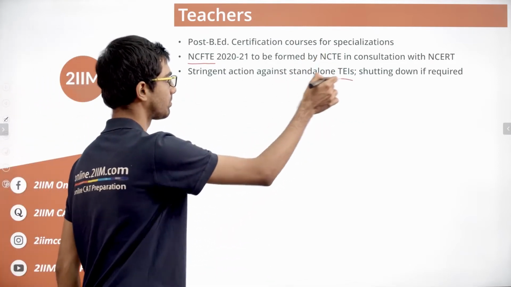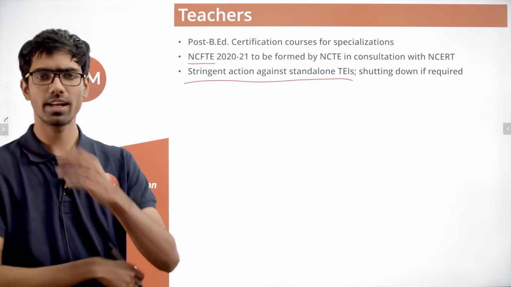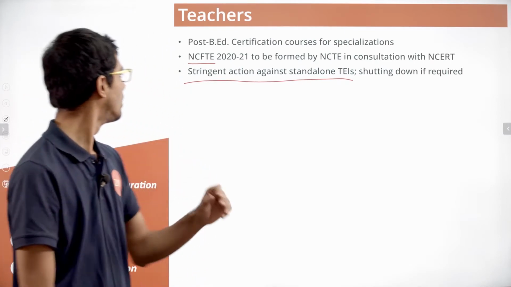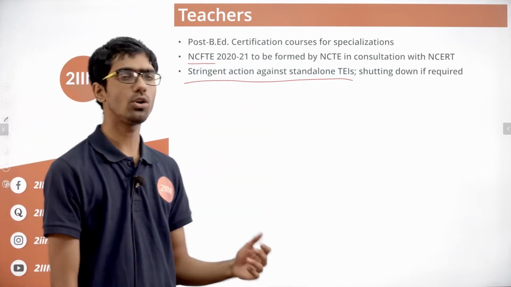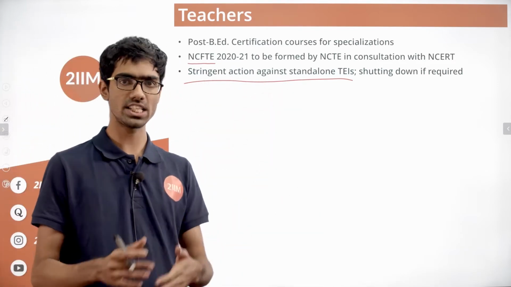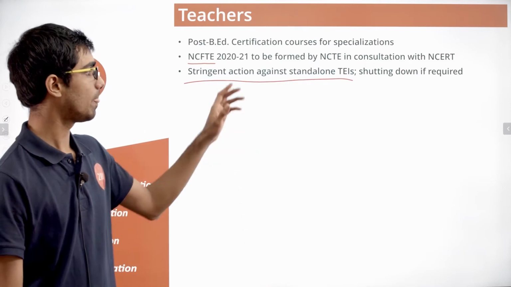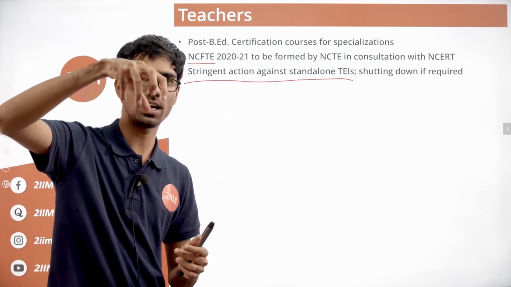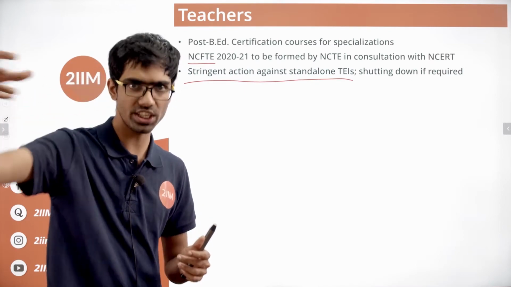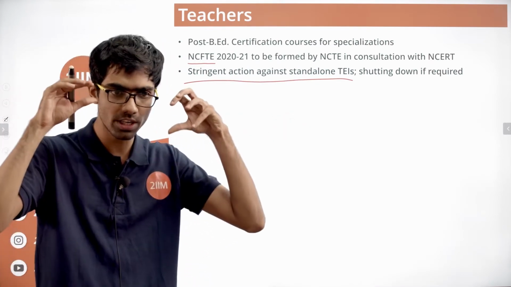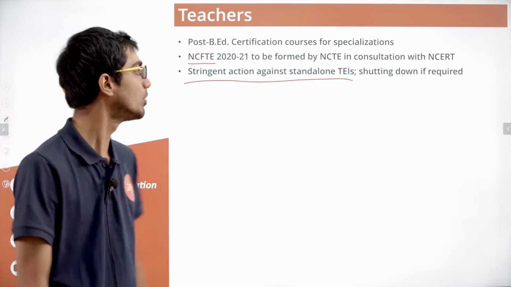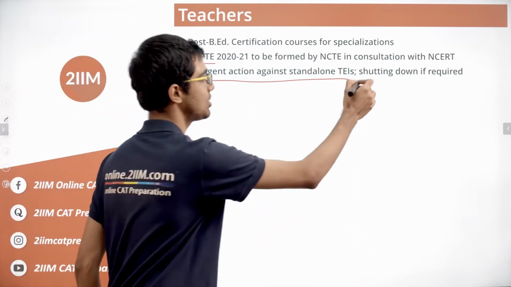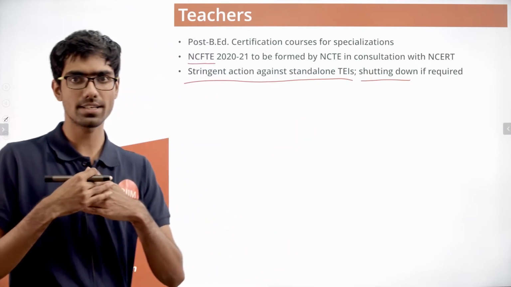Now this is something that the policy seems to take a stern tone on. Stringent action will be taken against standalone TEIs. What are TEIs? Teacher Education Institutions. So standalone TEIs are the ones that offer only programs that lead to a teaching degree, for example, the institutions that provide only B.Ed. So those institutions will be under strict scanner and they will be shut down if they do not meet the standards set by the policy.